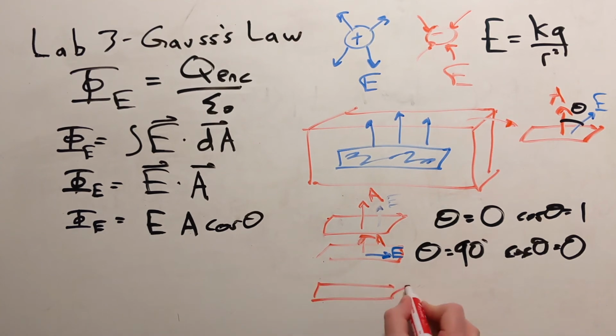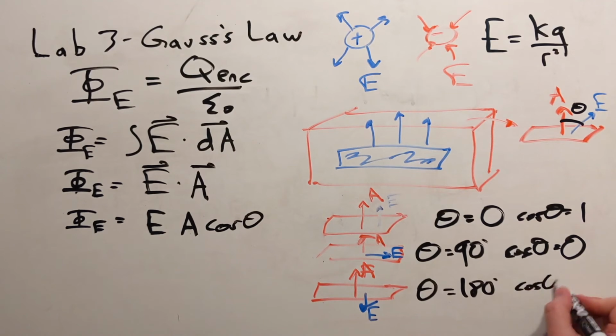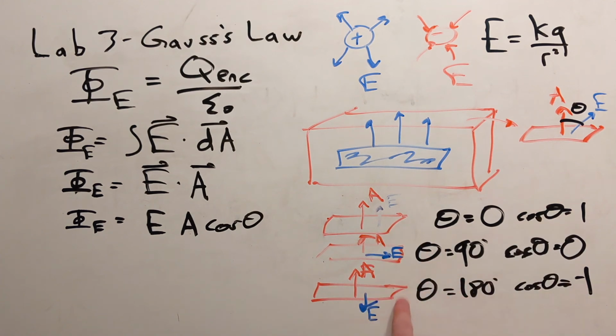The last situation I wanted to talk about is what happens, here's our area vector again. What happens if the electric field vector is now pointed into the surface and not out of the surface? In this case, the angle between the two vectors is going to be equal to 180 degrees, in which case the cosine of theta is going to be equal to -1. So in the situation where the electric field is going into the surface, we would call that a negative flux. In fact, that's a good rule to follow in general. If the electric field is pointing out of the surface, then it's a positive flux. And if the electric field is going into the surface, then it's going to be a negative flux.